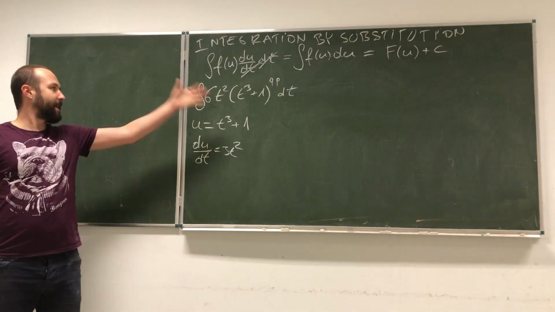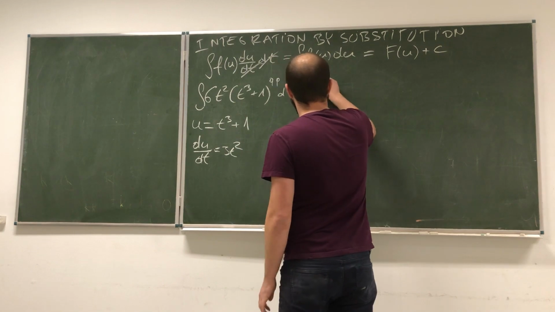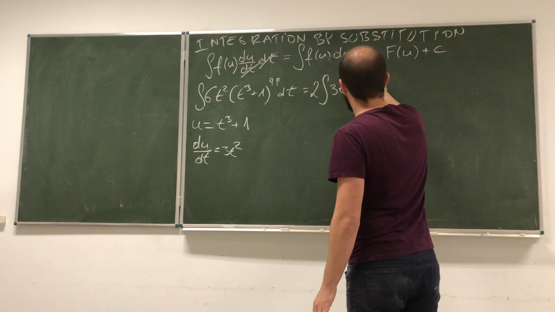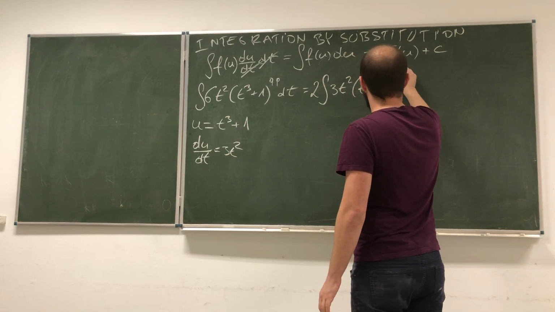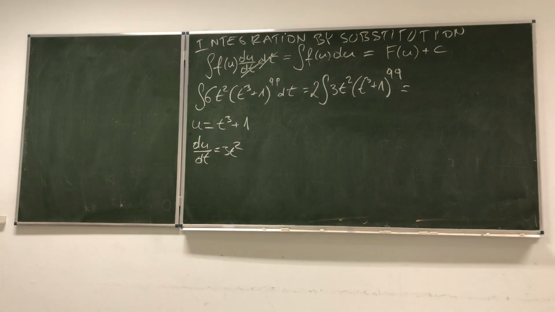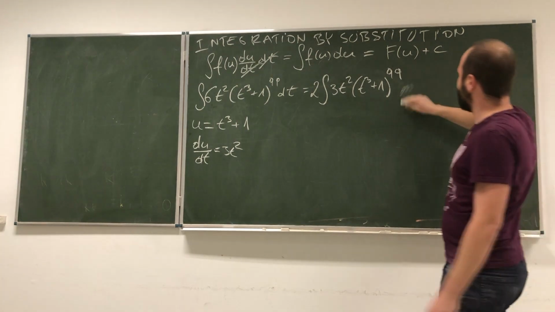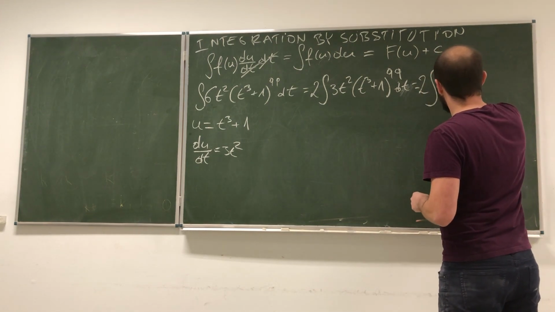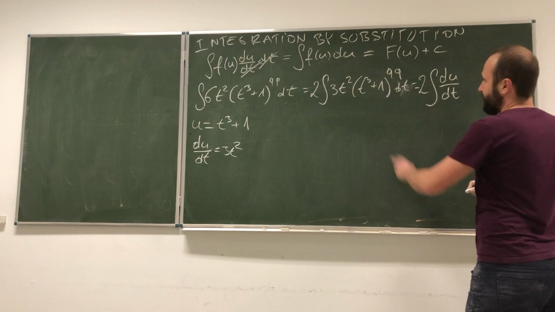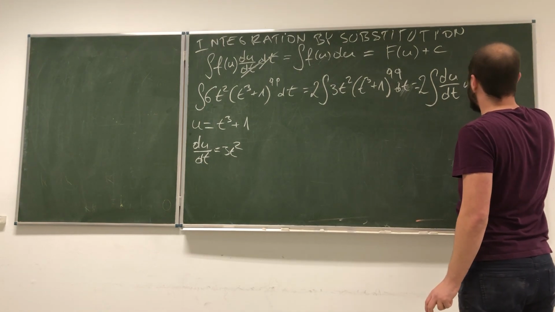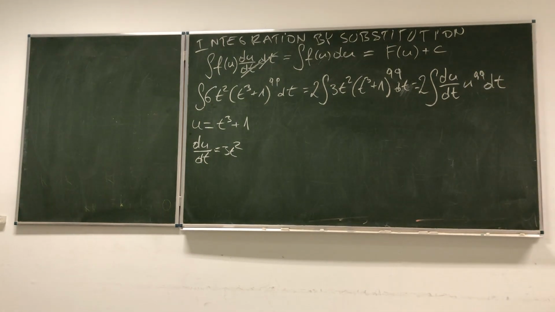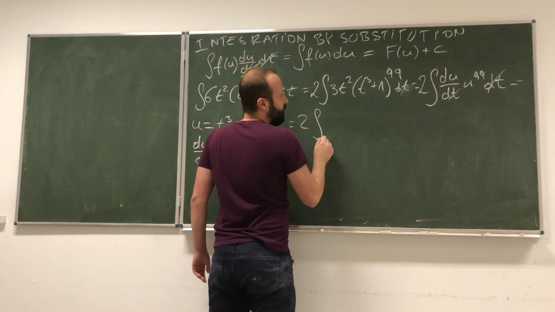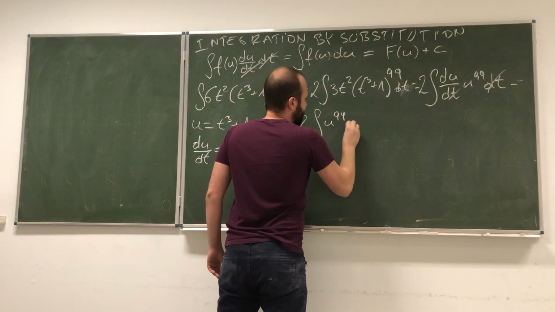So we want to have this 3t squared over here. What do we need to do? Again, we need to take something out. In our case, this will be 2. So we've got 2 times 3t squared times t to the power of 3 plus 1 to the power 99 dt. And look, now all we've got to do is to substitute. We've got 2 integral sign du dt times u to the power 99 dt. Those two cancel each other out, and they always will. So we end up with u to the power 99 du.